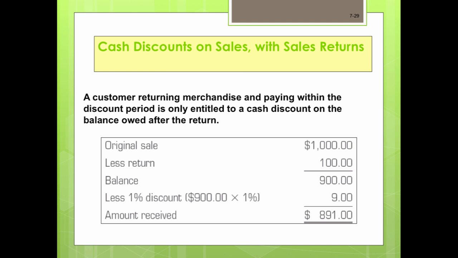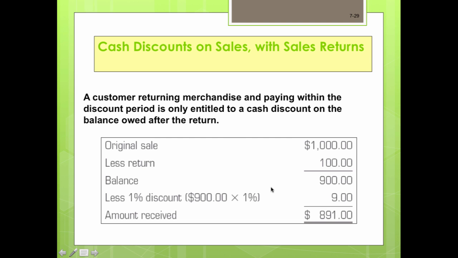Now, Modern Sportsman sells merchandise for $1,000 on account to Max Out Sporting Goods on January 21st. The terms are a 1% discount, otherwise it's owed in 30 days, and that is invoice 910. Max Out Sporting Goods returned $100 of the merchandise on January 23rd, receiving a credit memorandum 120 from Modern Sportsman. And Max Out Sporting Goods paid the balance owed minus a 1% discount on January 30th. So the amount received by Modern Sportsman on January 30th would be $891, which is presented here.